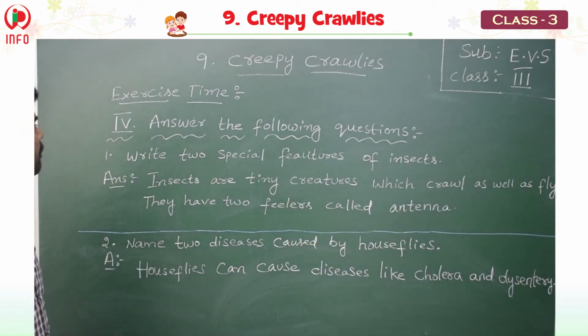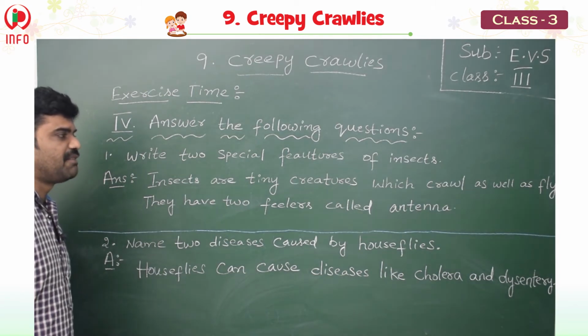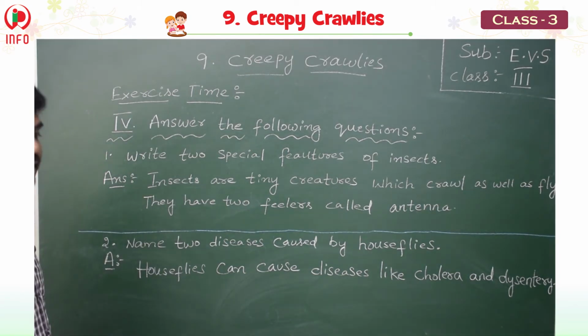Children, now it is a fourth bit. Answer the following questions. So here the first question is, write 2 special features of insects. So what are the features that are present in the insect?